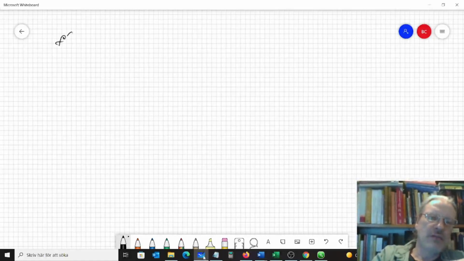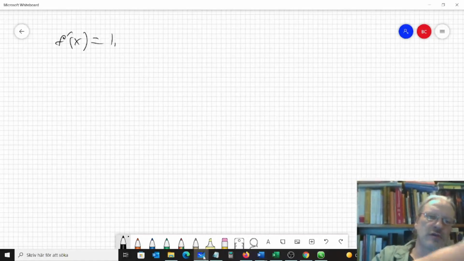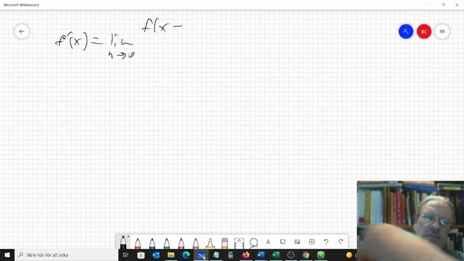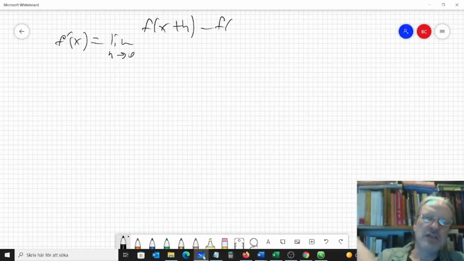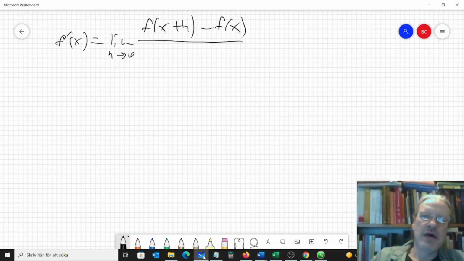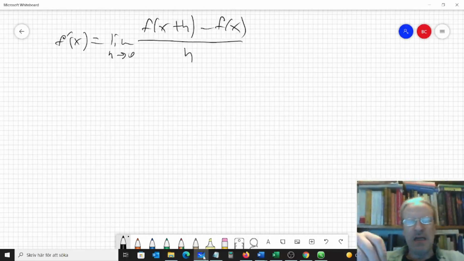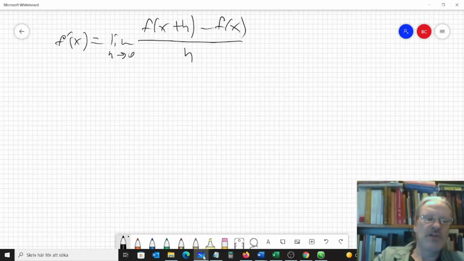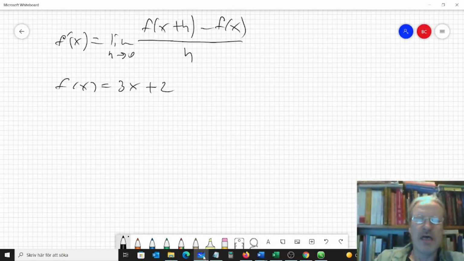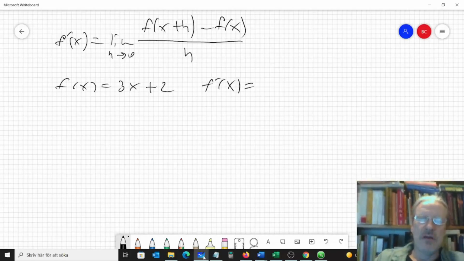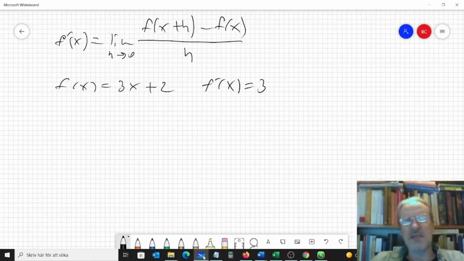So we had a definition here of derivatives, right? That f prime of x equals the limit as h goes to 0 of f of x plus h minus f of x, divided by h. And we have already found that, for example, we tried this with the function f of x equals 3x plus 2, and we found that the derivative is 3, just like expected, since the derivative should be a function that gives us the slope, and the slope of 3x plus 2 is 3.